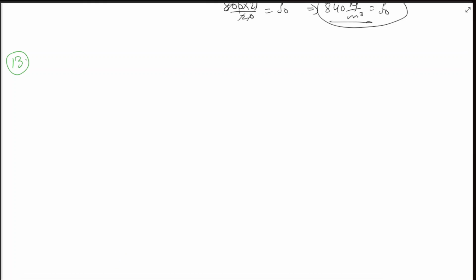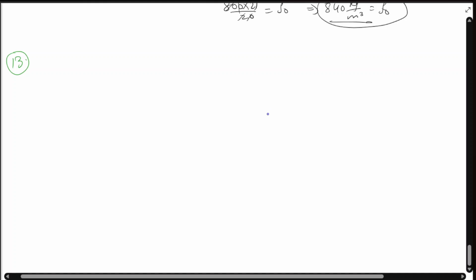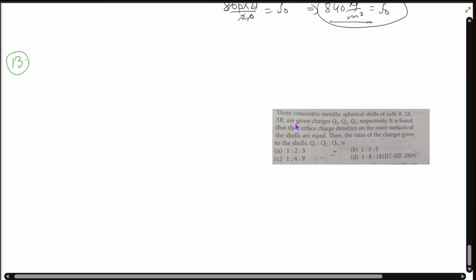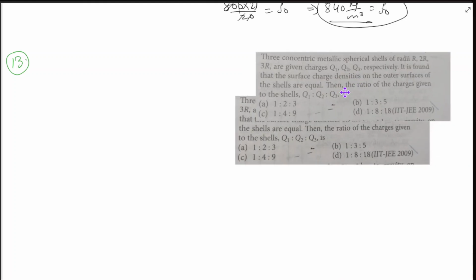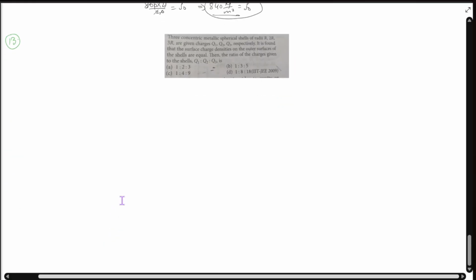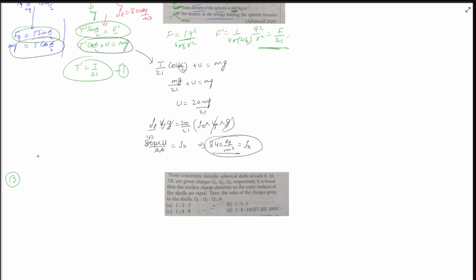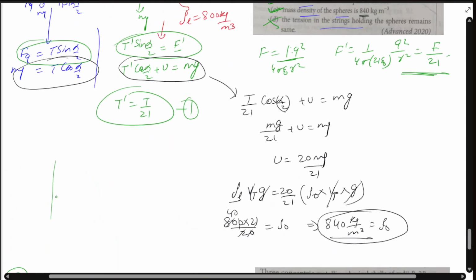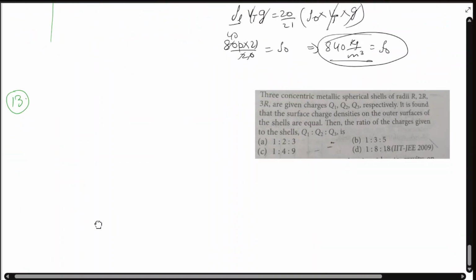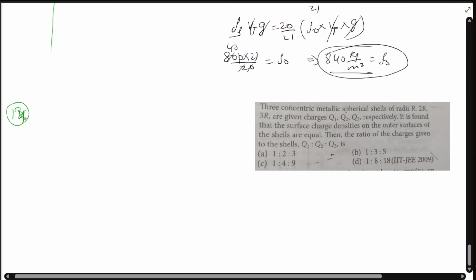Let's move on to our 13th question. Is it 13th or is it 14th? I guess it must be 14, right? Okay, no worries. Just move on to our next question. Yeah, it must be 14, right? Yeah, this is 14th. This is 14th question. Perfect.